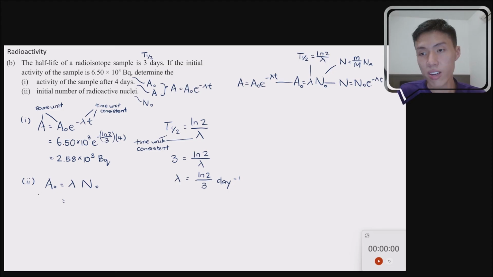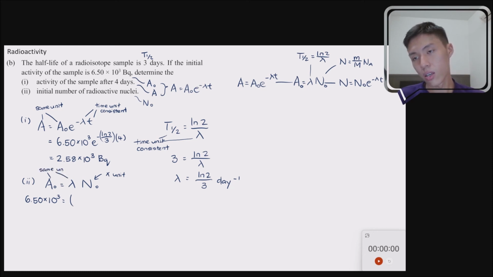So initially, if they ask for initial, you put in the initial value, which is 6.50 times 10 to the power of 3 for the initial activity. Lambda here is what you need to be careful about. N0 here has no unit, so you have to make sure A0 and lambda here have the same unit. Right now I'm using the unit of Becquerel. Becquerel means per second, so my lambda here will have to be in per second. So I have to convert my lambda to per second.